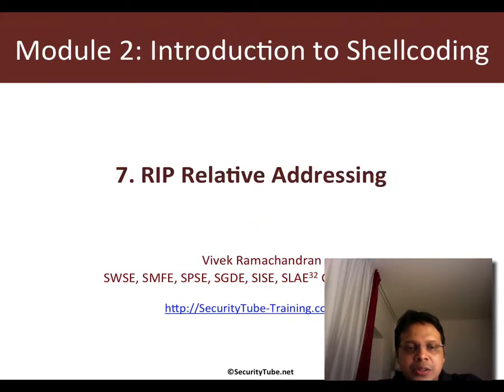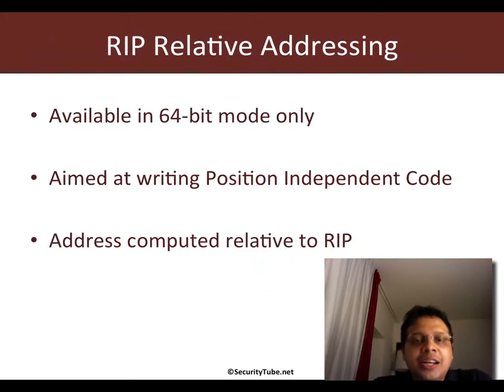Now in this video, we will look at RIP relative addressing. RIP relative addressing is a very important concept in 64-bit shell coding. Most importantly, this is only available in 64-bit mode, and the whole idea here is to compute addresses relative to RIP's current value. As you can well imagine, most of shell coding really deals with finding addresses of data like the hello world string within our shell code and then using it.